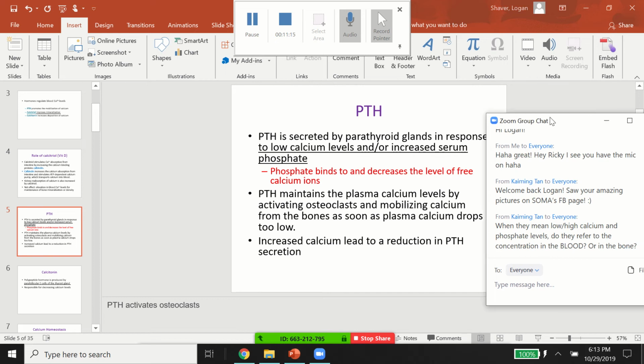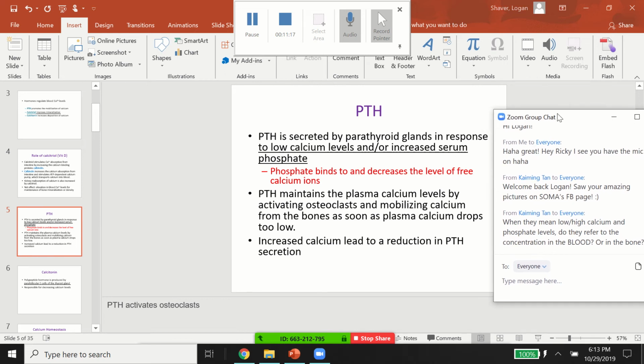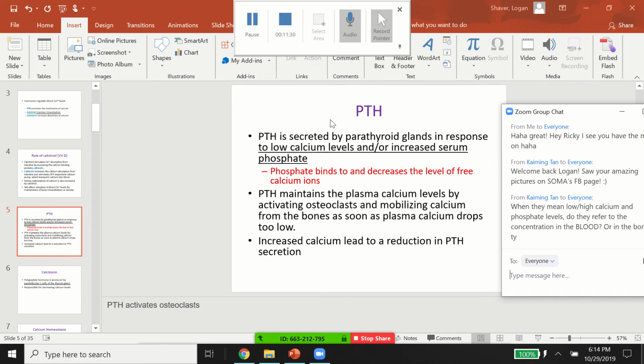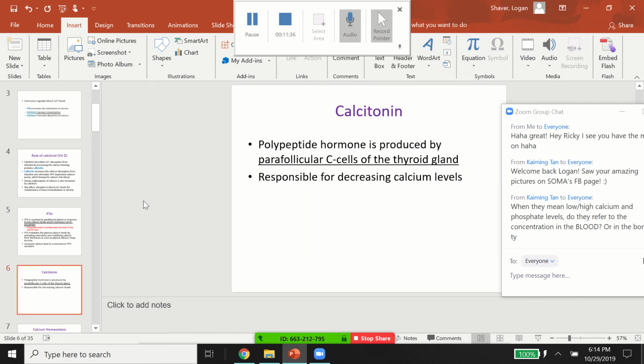Okay. Let's see what this question is. When they mean low, high calcium and phosphate, do they refer to the concentrations in the blood or in the bone? They mean in the blood. Yeah, so it's levels in blood. I mean, it is kind of confusing. I don't know if they ever actually mentioned that or not, but yeah, it's definitely in the blood for sure.